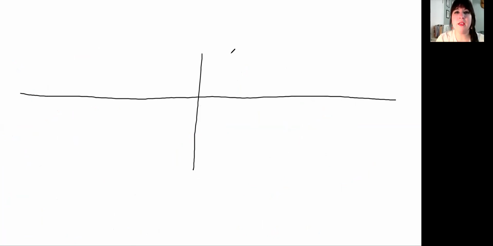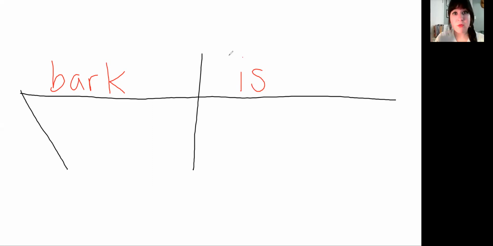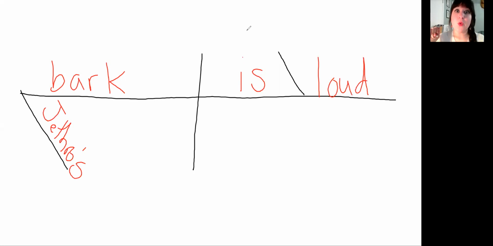We know from what we have said that bark is the subject. And we know from what we did earlier that is the linking verb. Is. Okay, what is describing bark? We have to go back and look at that. Whose bark is it? It's Jethro's bark. So we need to add Jethro in the subject side because Jethro is modifying the subject. Jethro's bark. All right, now, is what? Is loud. Remember, to show that something is a predicate adjective or a predicate noun, you slant the line. All right, you are almost a professional.